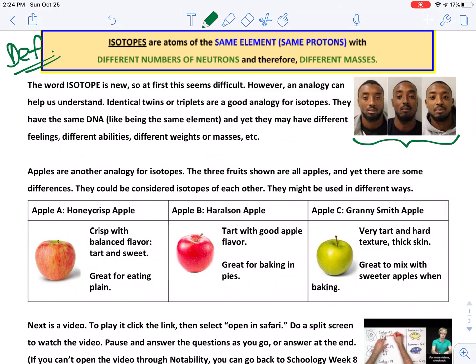Apples are another analogy for isotopes. The 3 fruits shown are all apples, and yet there are some differences. They could be considered isotopes of each other. They might be used in different ways. Apple A is a Honeycrisp apple, crisp with balanced flavor, tart and sweet, great for eating plain. Apple B is a Haralson apple, tart with good apple flavor, great for baking in pies. Apple C is a Granny Smith apple, very tart and hard texture with thick skin, great to mix with sweeter apples when baking.